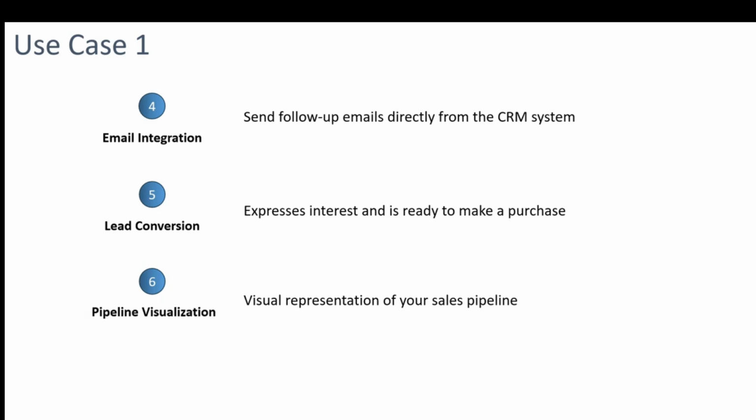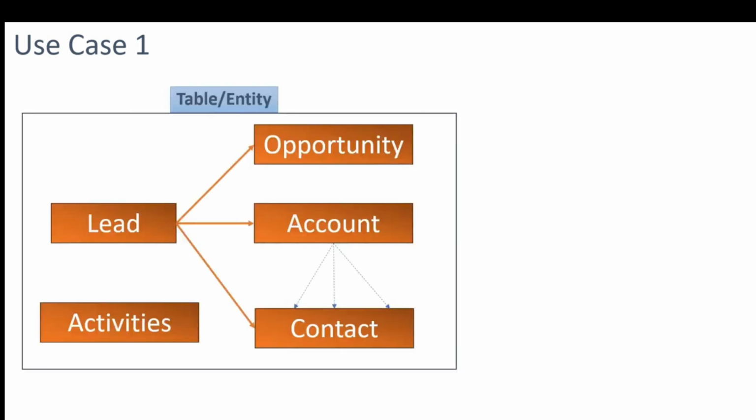So we can capture the information, we can do some follow-up, we can convert the lead into an opportunity, and then we can visualize the pipeline. For this sales process, we have a few tables to store the information like leads, opportunity, account, contact, and activities.